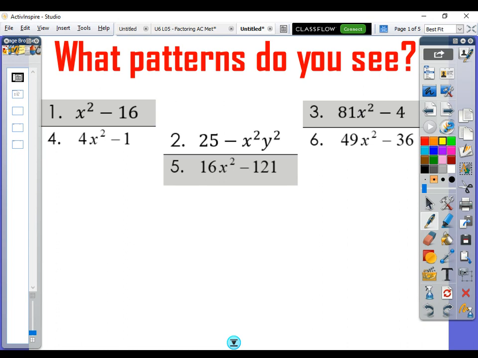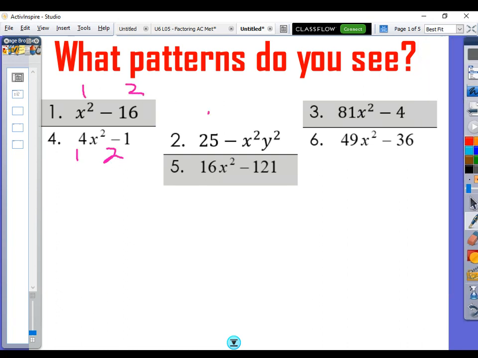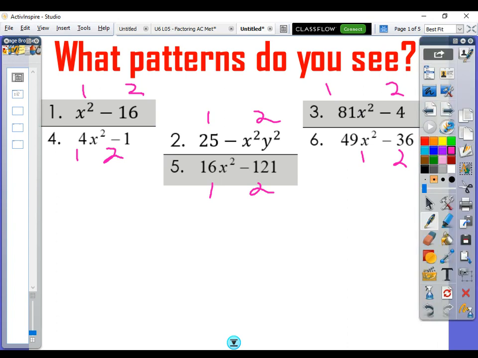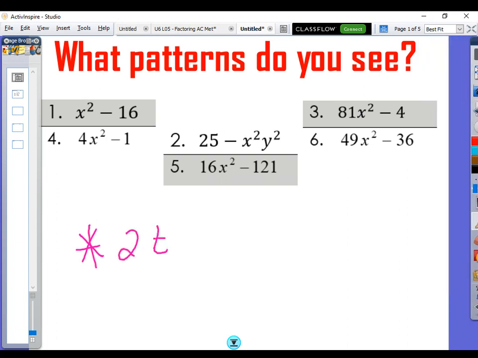So the first thing you should notice is that in every single one of these, there are 2 terms. 1, 2, 1, 2, 1, 2, right? So every single one of these has 2 terms. So that's the first thing, all right? The first thing that we have to recognize here is that if this is going to be that fancy one that we recognize, it has to have 2 terms and only 2 terms. It can't have more. It can't just be 1 and it can't be 3. It's got to have 2 and only 2.